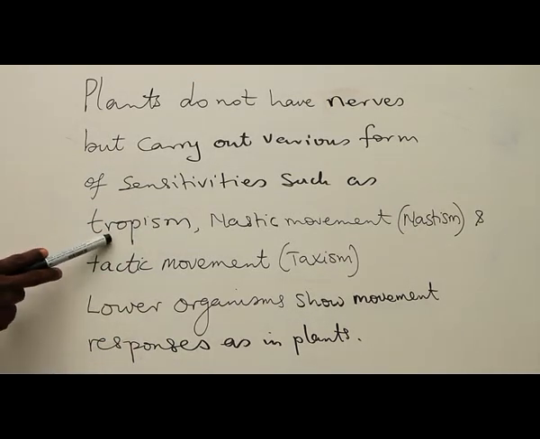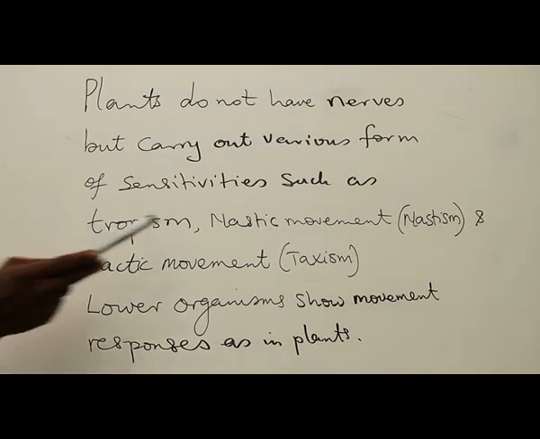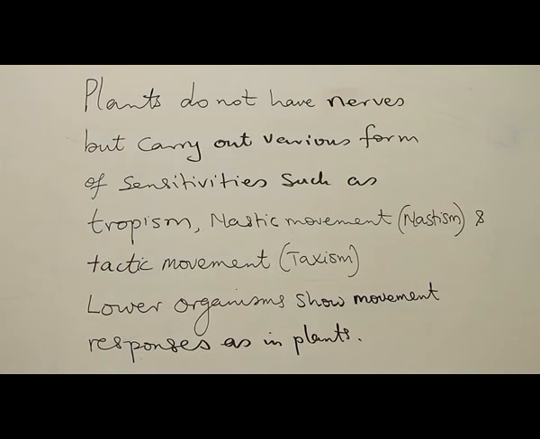For instance, tropism is a directional growth movement, a unidirectional growth movement due to unilateral stimulus. Nastic movement is when the parts of the plant move, like folding of the leaves, as seen in sensitive plants. Tactic movement is movement of the whole body, which is demonstrated by unicellular organisms. When you talk about plants, now we're talking about algae and so on.